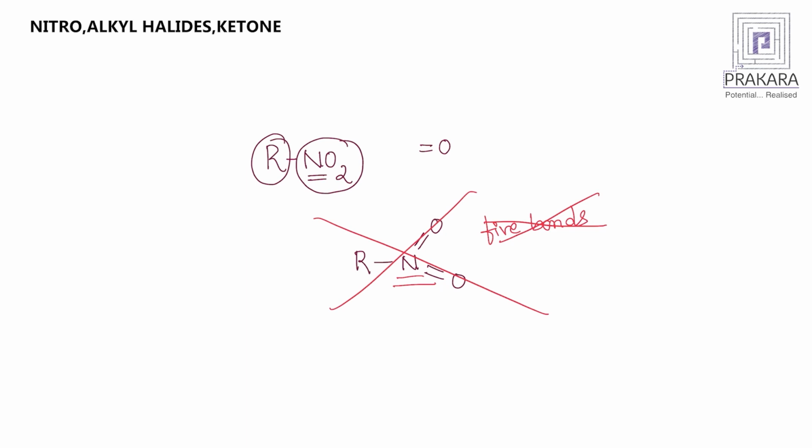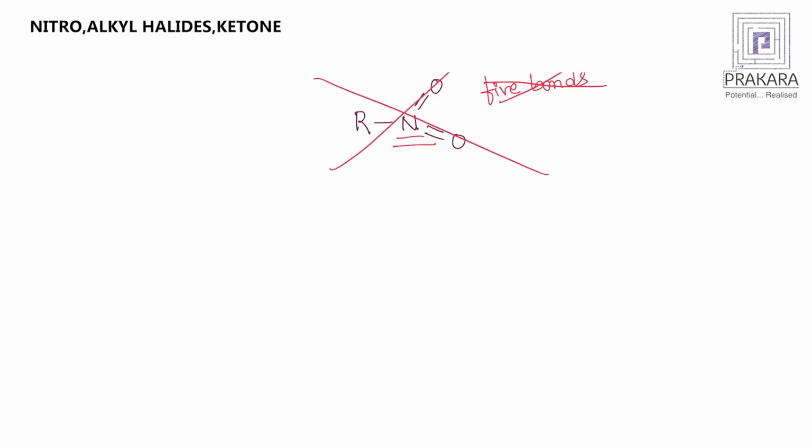Now you might be wondering how I am going to make this structure. I'll tell you that. You have the alkyl group, then you have nitrogen. So one oxygen will form a double bond, the other oxygen will have a negative charge, and your nitrogen will have a positive charge.